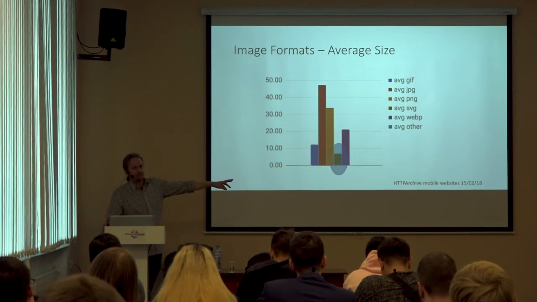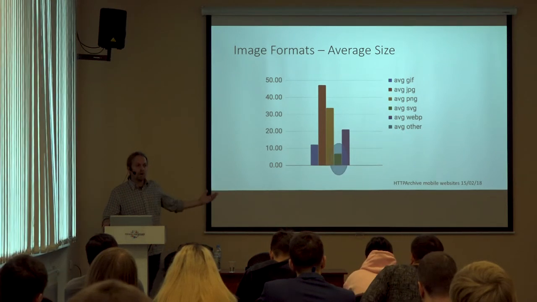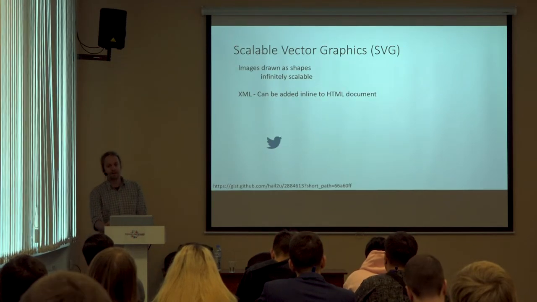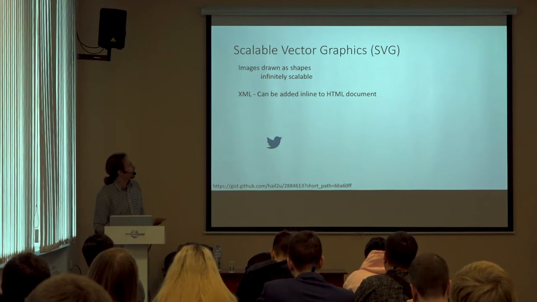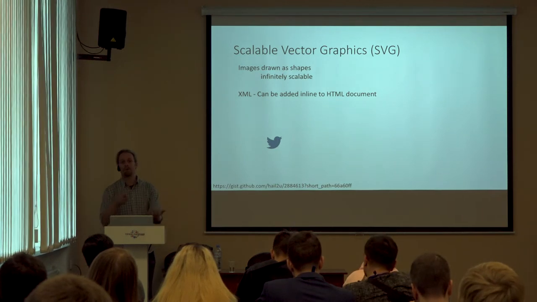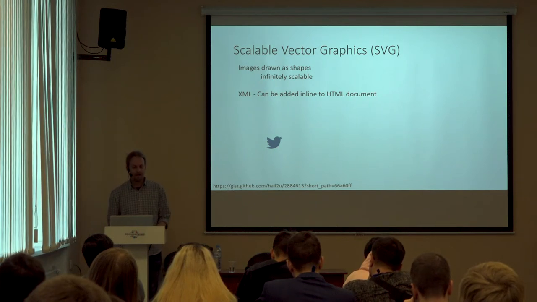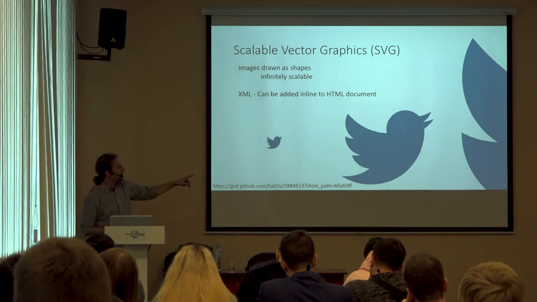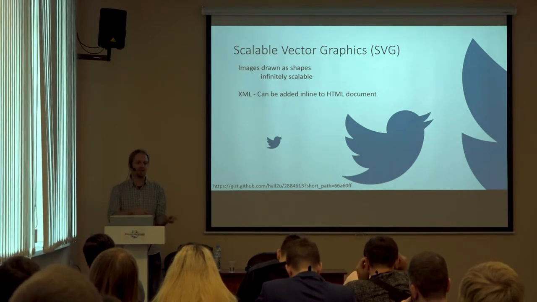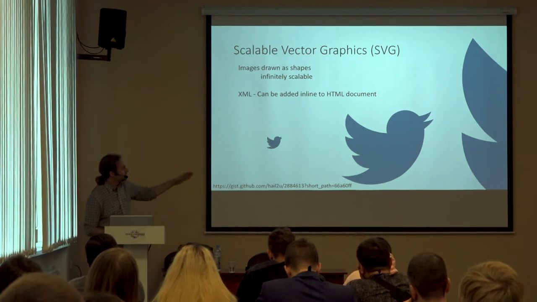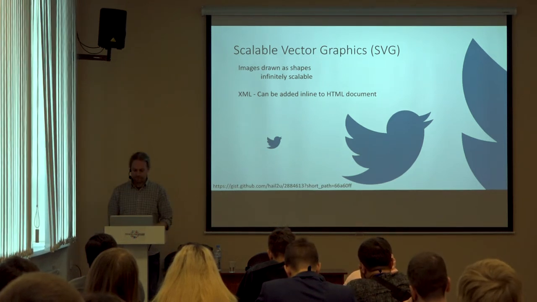Let's look at SVGs, which are vector graphics. These are great if you're just doing icons or very simple images. A scalable vector graphic is an image drawn as shapes. They're infinitely scalable, and the output is XML, so they're text files. And you can stretch them. So this is the same SVG, and it looks pixelated, and that's only because PowerPoint doesn't support SVGs, and I had to paste screenshots in. But it looks great at any size.